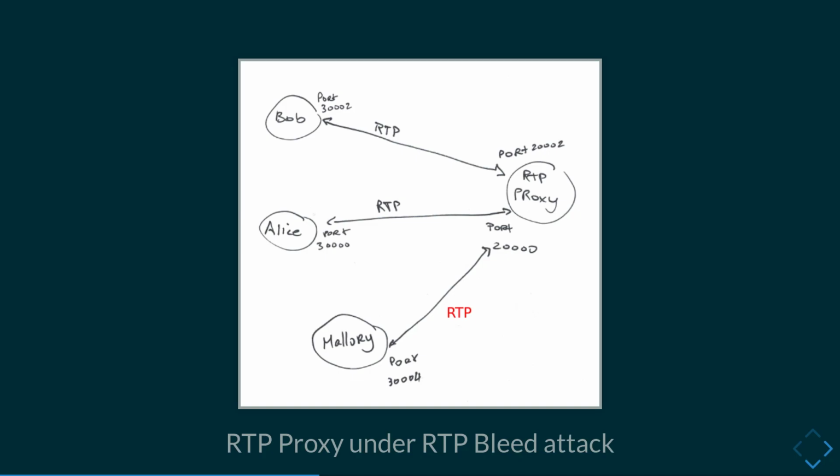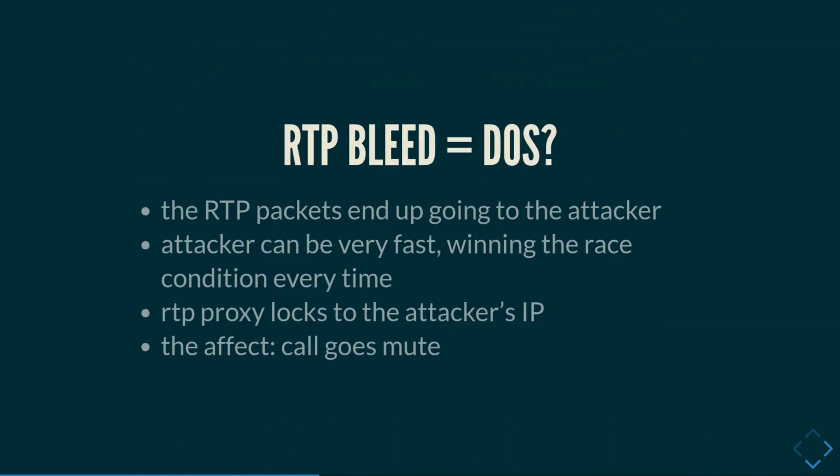Same thing would happen if Mallory were to send RTP packets to the port on the RTP proxy which Bob is sending to. What would happen is that Mallory would end up getting RTP packets that are meant to go to Alice. So the result is that the RTP packets end up going to the attacker, Mallory, rather than the legitimate callers.